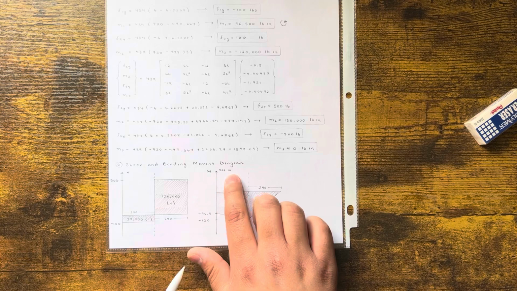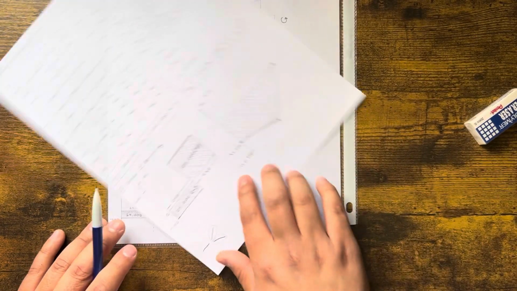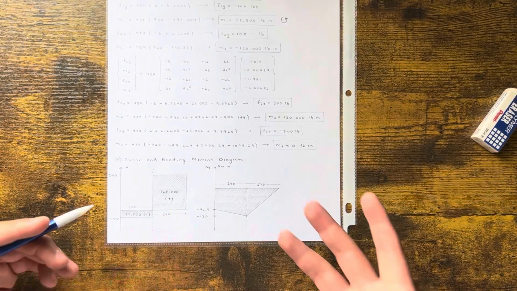Oh, I put kip inch. It doesn't really matter. Pound inch. On this one, I put 96,000 and 120,000. Same thing, right? But yeah, that's all it is, okay?